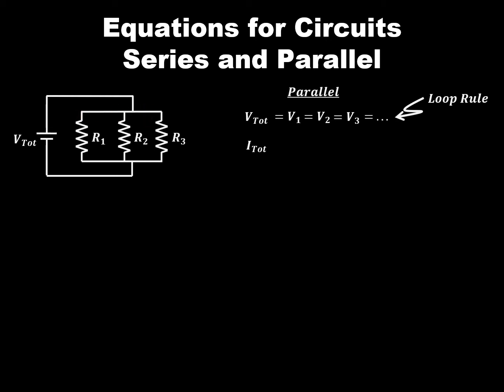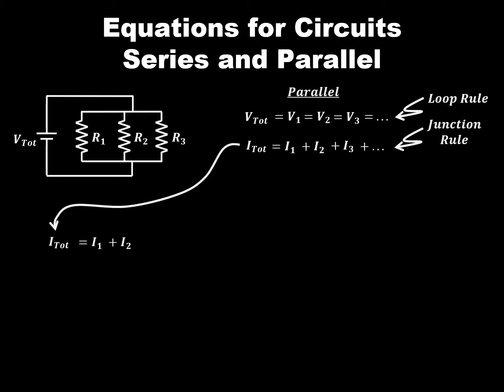So the total current that comes out of the battery is going to be equal to the current that goes through 1, the current that goes through 2, and the current that goes through 3. So all of those currents are going to add up to be the total current of the circuit. Now we're going to use this total current equation, and we're going to find our resistance, what the equation is for resistance.